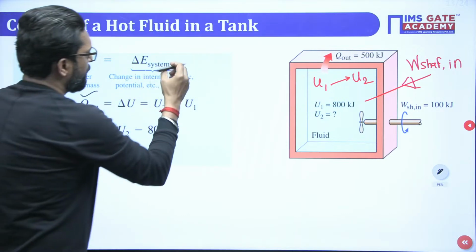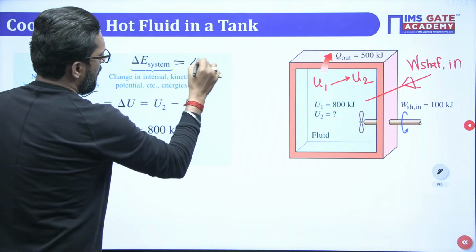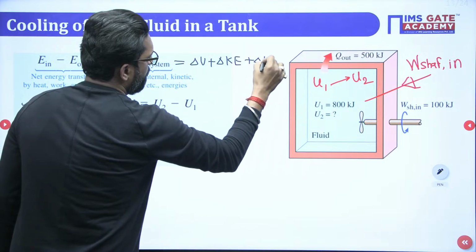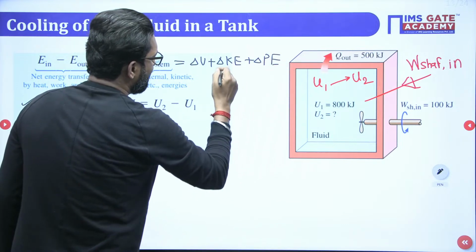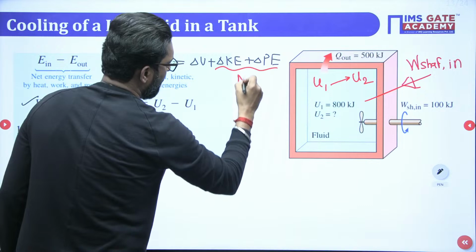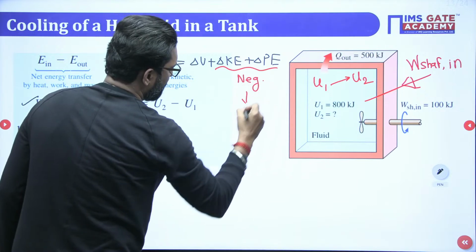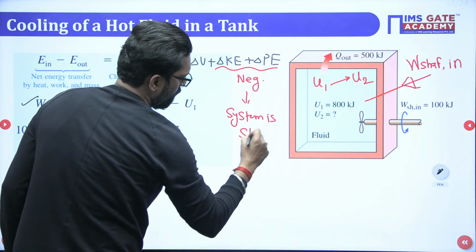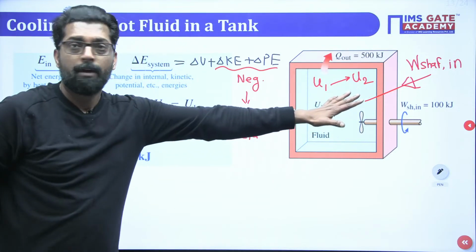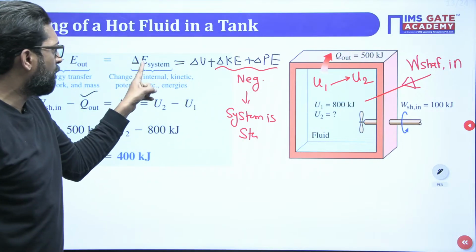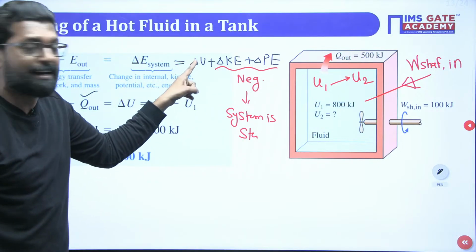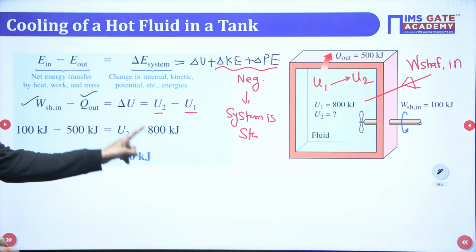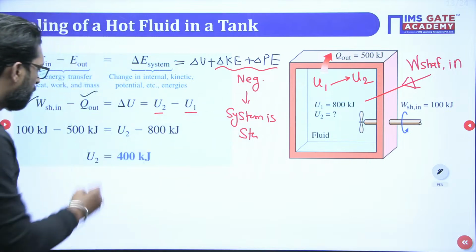Why? Because the change in energy is delta U plus delta KE plus delta PE, so we have to neglect these. Why neglect? Because you have to assume that the system is stationary, that means the system is not moving. So the change in energy of the system is equal to the change in internal energy, U2 minus U1. You have U1, put the value, and find the final internal energy.